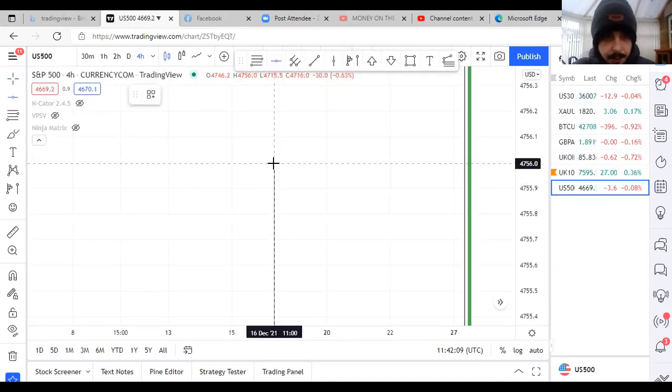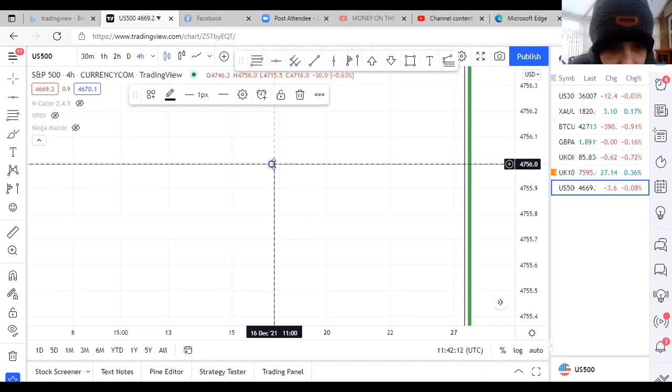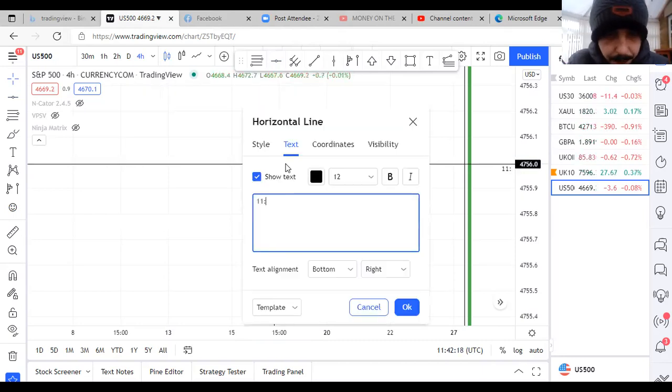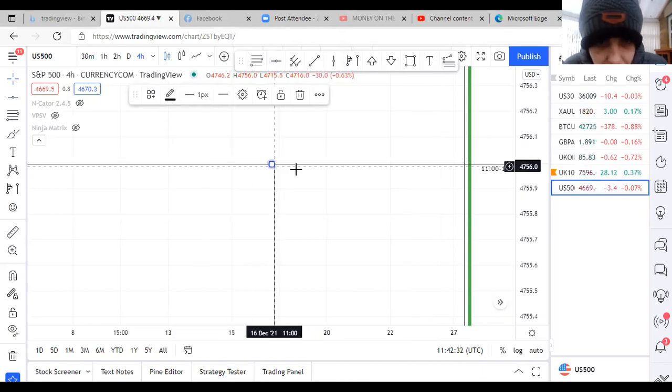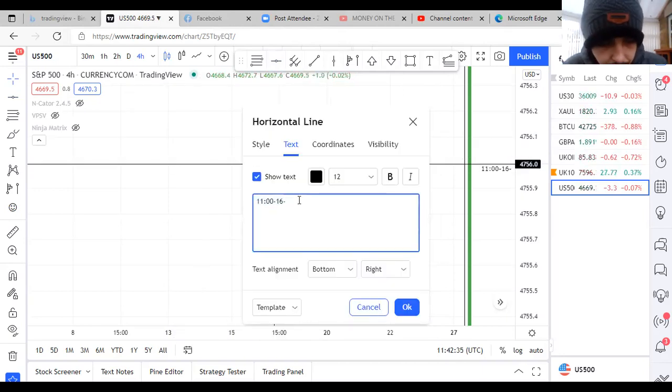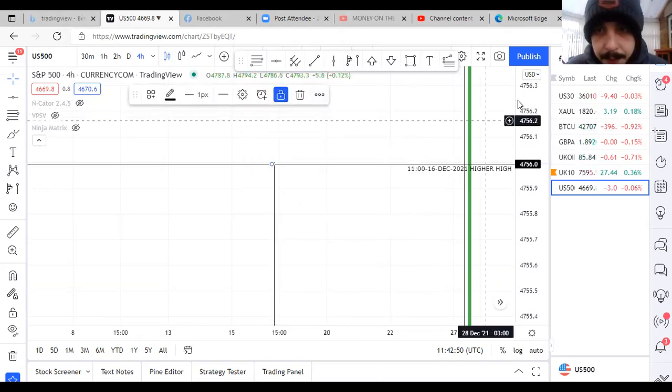So here we go. Find your point. 11 o'clock on the 16th. 11. 16. September. No. 16th of December. And that is the higher. Lock it off.